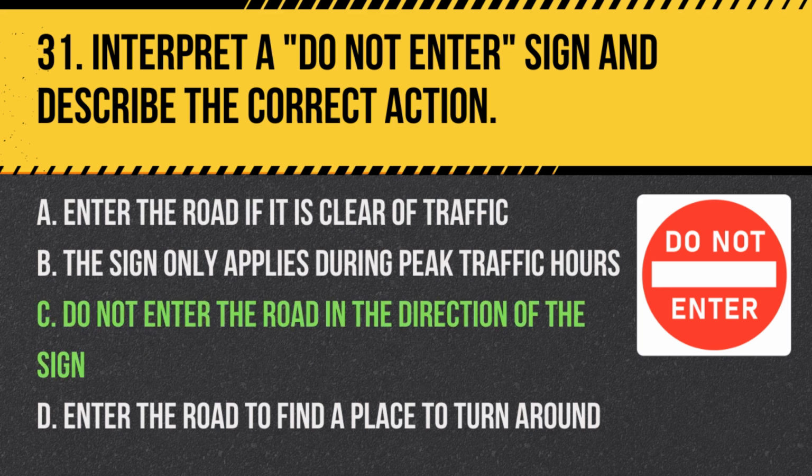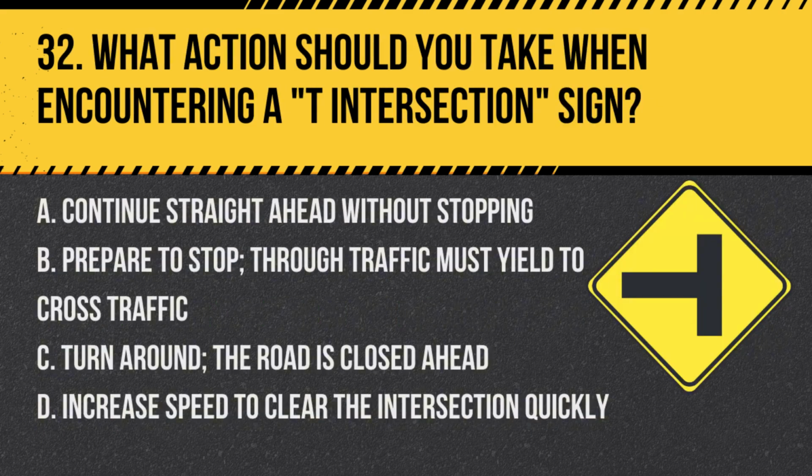Answer C. Do not enter the road in the direction of the sign. This sign is used to indicate roads or lanes where traffic is prohibited from entering. Question 32. What action should you take when encountering a T intersection sign? A. Continue straight ahead without stopping. B. Prepare to stop. Through traffic must yield to cross traffic. C. Turn around. The road is closed ahead. D. Increase speed to clear the intersection quickly.